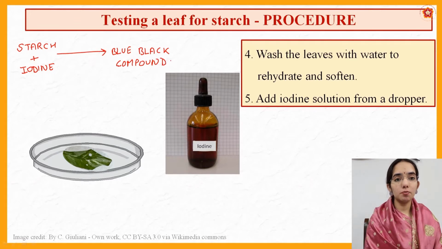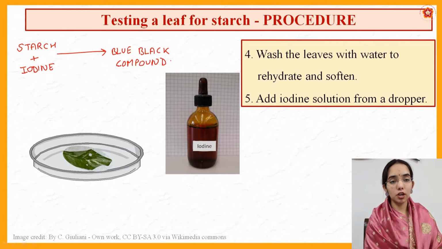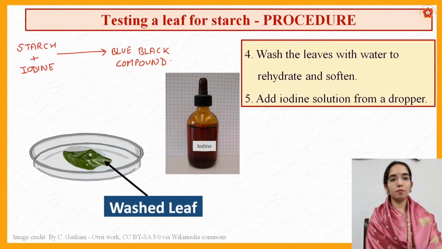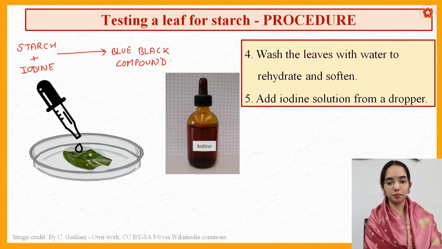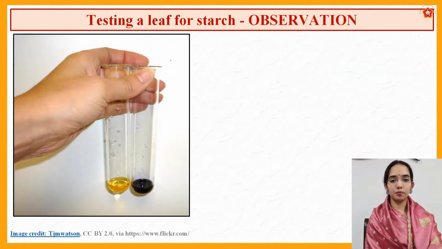If starch is not present, then iodine will have nothing to react with. So iodine will retain its original color of brown. What we are doing here is, first of all, we have placed the leaf in a watch glass. Then we'll add iodine solution from a dropper. If starch is present, then iodine will react with starch and a blue-black compound will be formed.